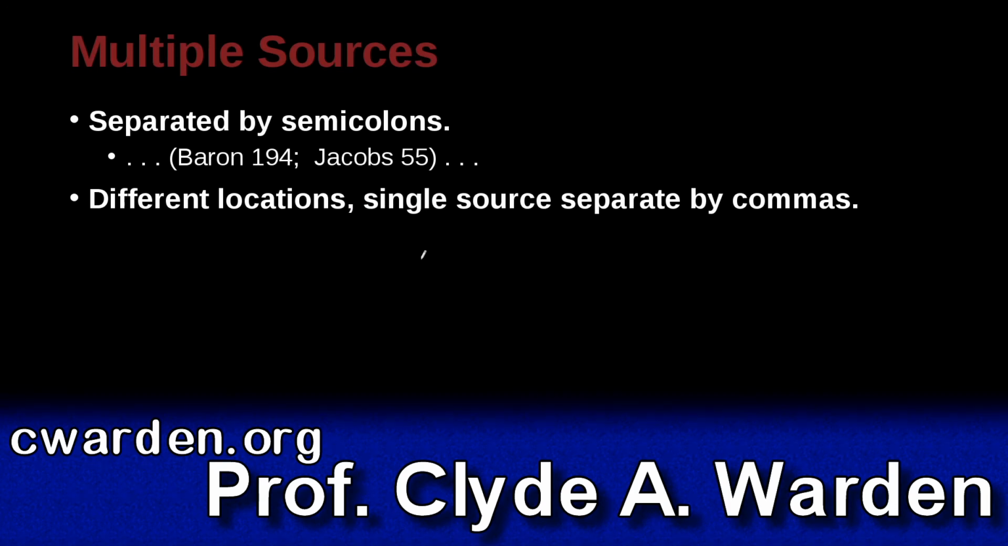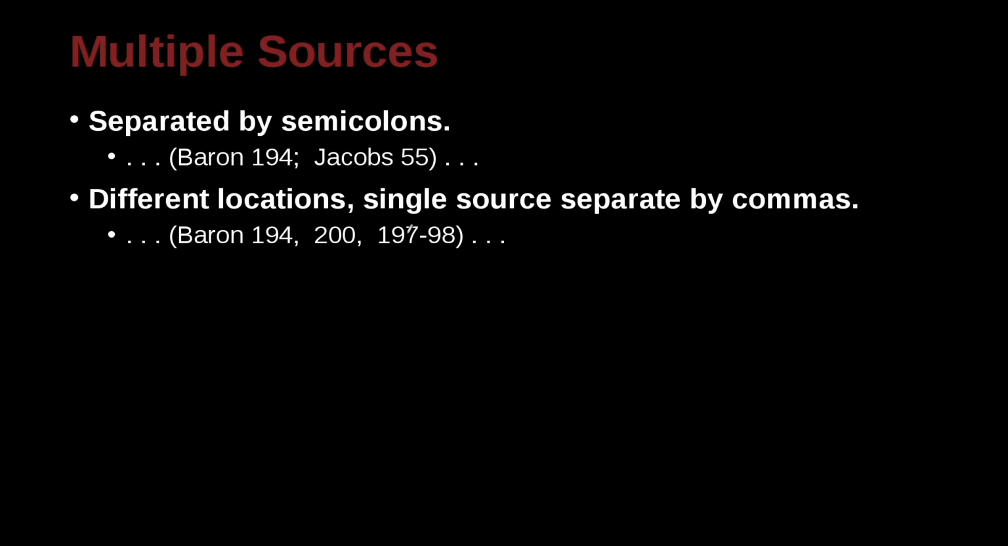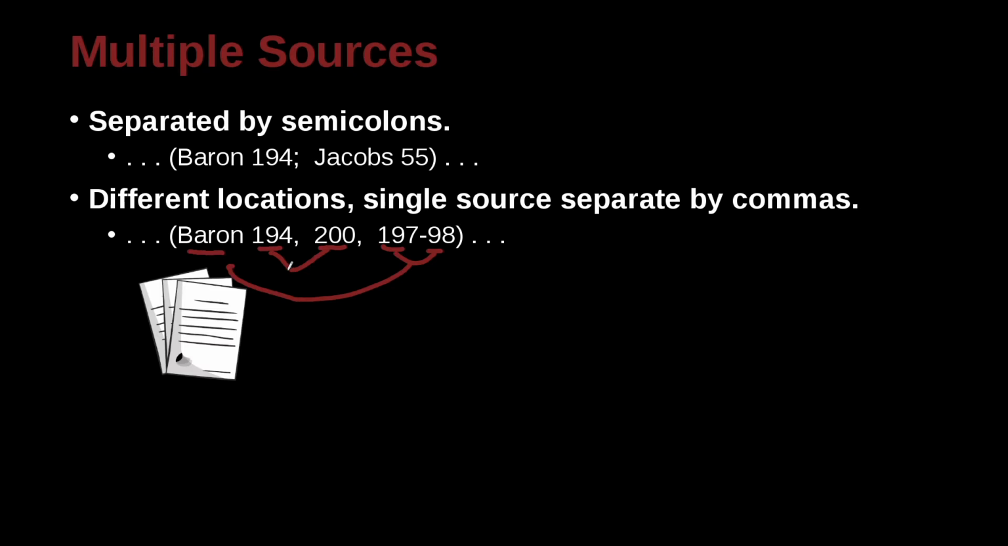Different locations inside the same source, you separate with a comma. So for example, Baron, 194. What is 194? Page number. 200. What is 200? Page number. These two are inside the same paper by Baron. Also, 197, 298. That is 2 pages. And where are they? They are also all inside the same research paper. So, Baron, here, here, and here. All the same source. Single source.